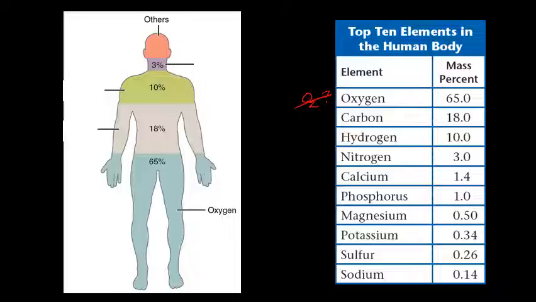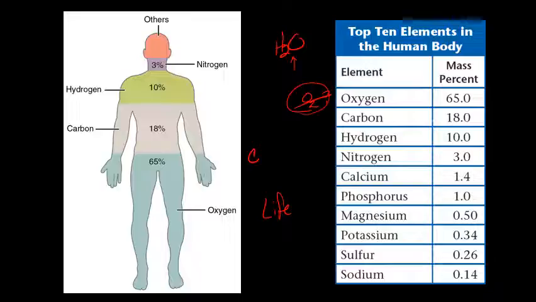For instance, we know we have some O2 in our system as we breathe, but oxygen's also found as part of water. And we know that most of our body's made up of water. 18% of our body's carbon, 10% hydrogen, 3% nitrogen, and everything else is just a smaller percentage. By the way, carbon, hydrogen, nitrogen, and oxygen, we call these the elements of life. So carbon, hydrogen, nitrogen, and oxygen are the elements of life.